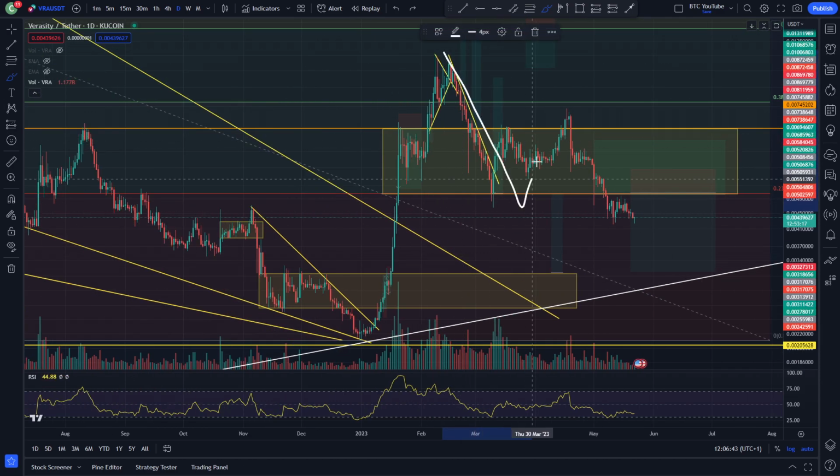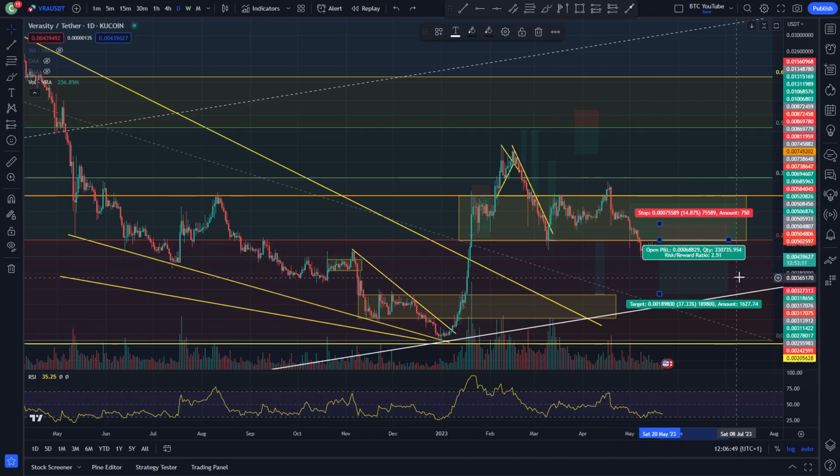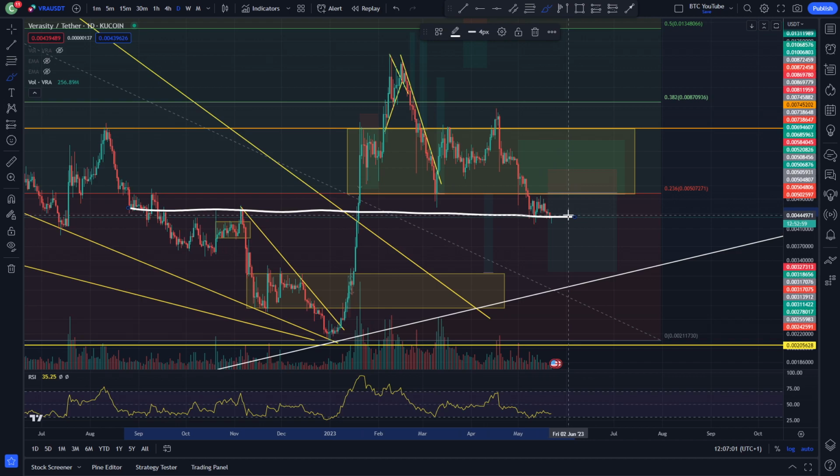Is what I've been saying. Currently in the midst of this ABC correction for Verasity here, we obviously lost this support low of the 0.23 Fibonacci, as you can see here, at around 0.5%, and right now currently sitting at around, what is this, 0.0043 of a cent, sitting on top of that previous level of resistance as support, as you can see here. Looking for a bounce in this area.